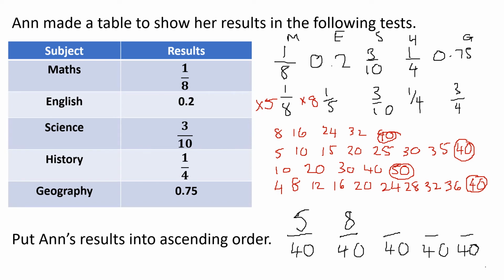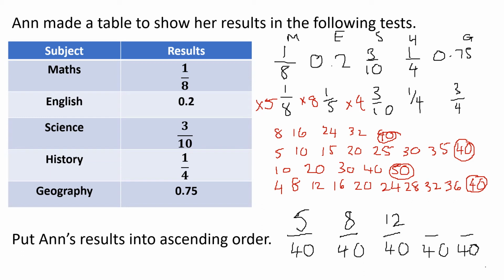Next one, we've got 3/10. So what do I times 10 by to get 40? I times it by 4. So what I do to the bottom, I do to the top. So 4 times 3 would get me 12.